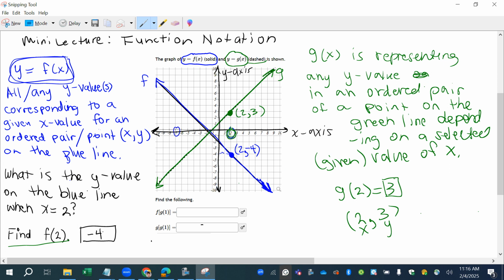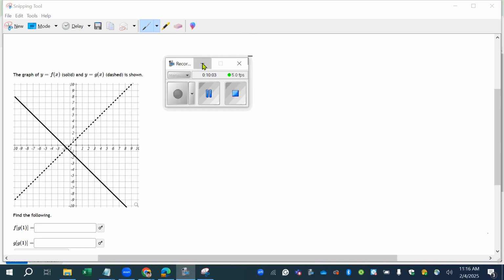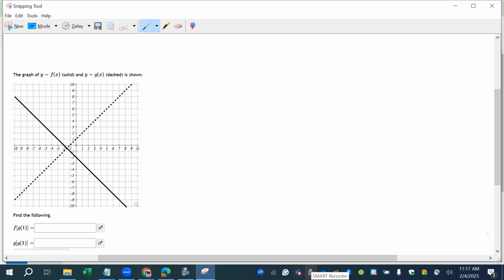Okay, so let me pause the video and erase all this, and I'll tell you the next thing we need to know. All right, so now that we understand function notation, let's focus in on what it says down here. That's what we're being asked to find in the first part of this question. So I'm going to write that out up here.